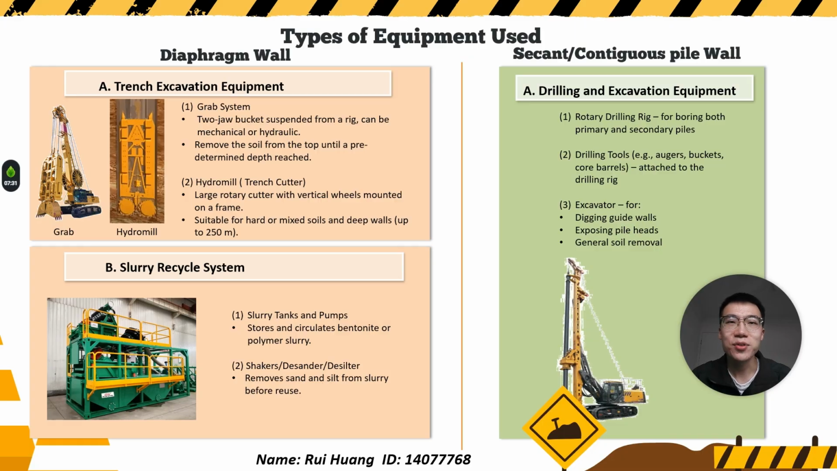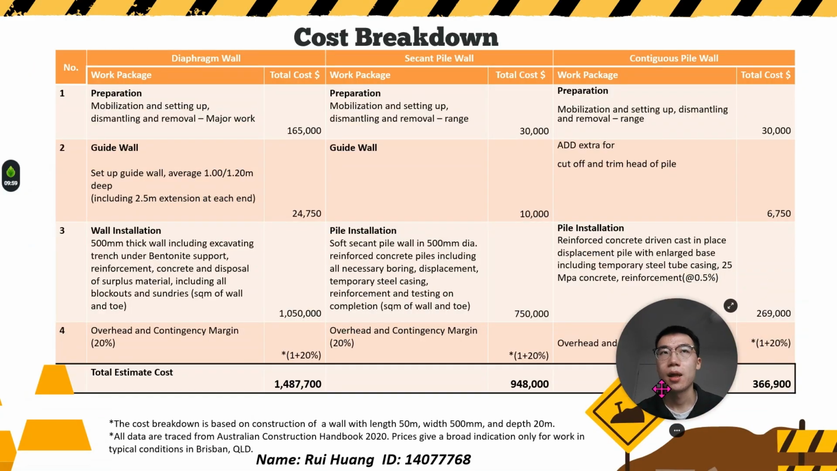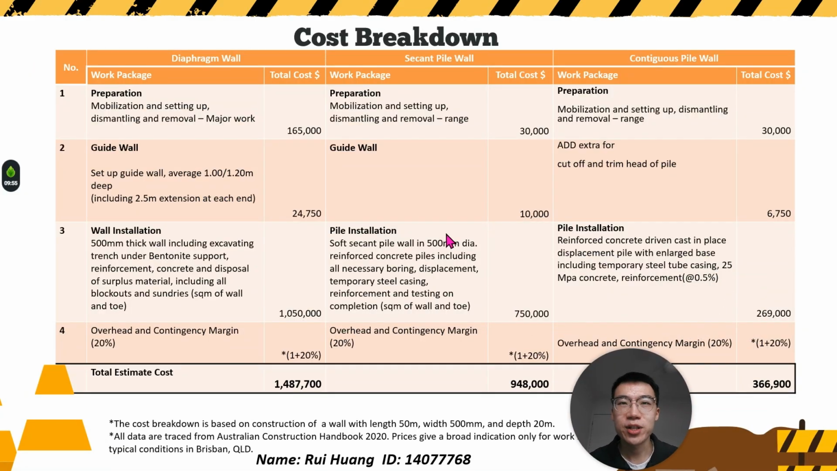We can see different retaining walls require specialized machines depending on the soil type, excavation method, and support strategy. Now, I will introduce the cost breakdown of the three retaining wall systems. All calculations are based on a wall with dimensions of 50 meters long, 500 millimeters wide, and 20 meters deep. All costs are based on the unit rates from the Australian Construction Handbook 2020 and reflect general pricing for typical site conditions in Brisbane, Queensland.